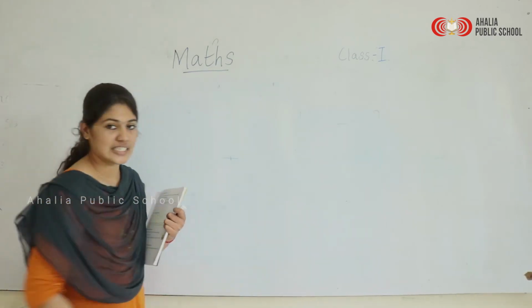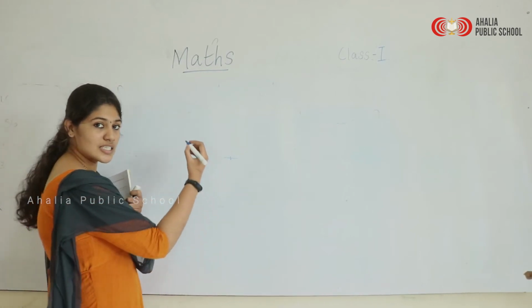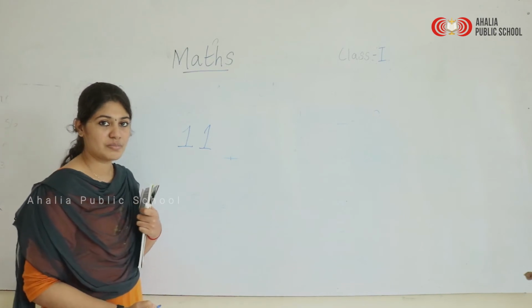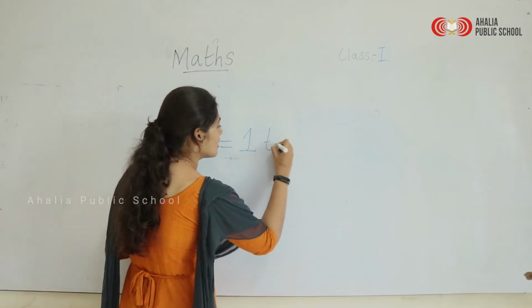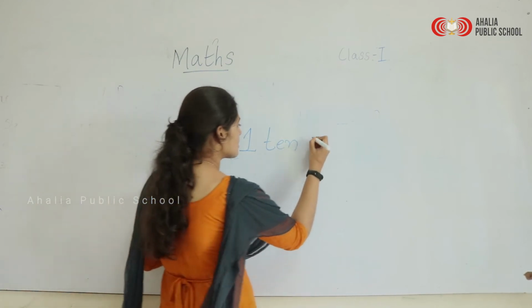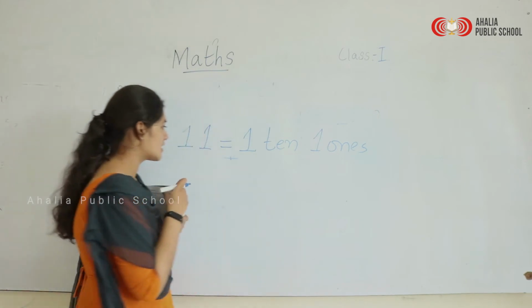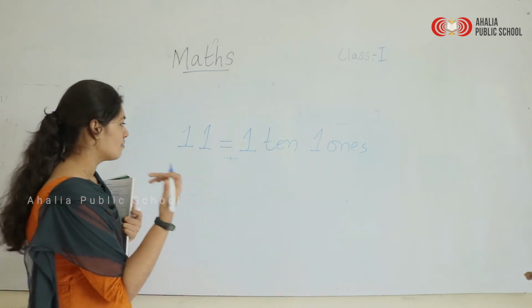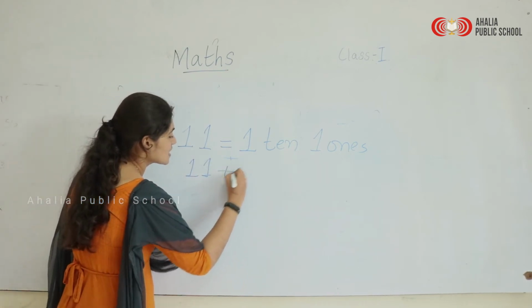How can we add the numbers using abacus? So let's take the number 11. What does this number 11 mean, children? 11 means it is 1 ten and 1 one. Right. It is having 1 ten and 1 one. Okay. So we want to add 11 plus 6.